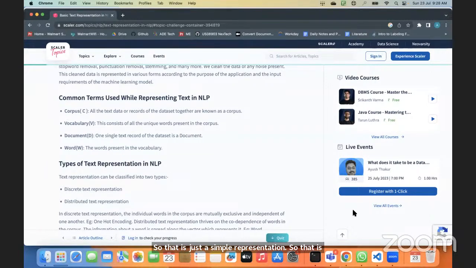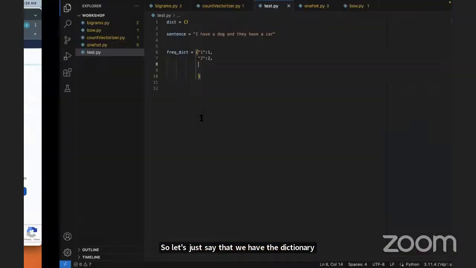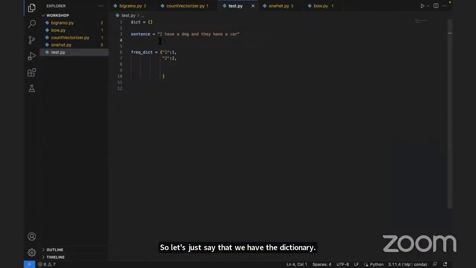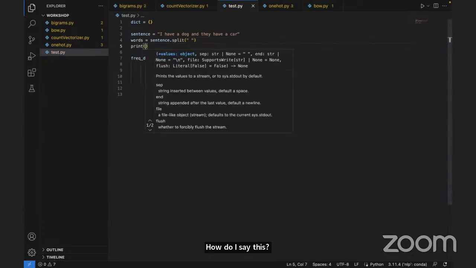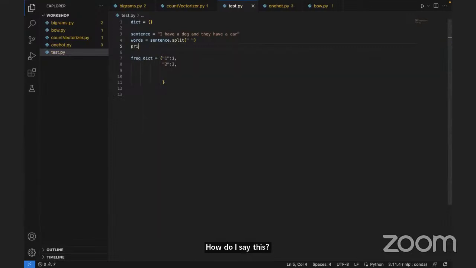To represent sentences or documents or words in math, the first thing we can take into account is frequency. But what do you think is wrong with this frequency? Is frequency enough to understand it? Let's just say that we have the dictionary. Oh, 1 and 2 are basically word to indexes. Let me just write this so you'll get a better idea.